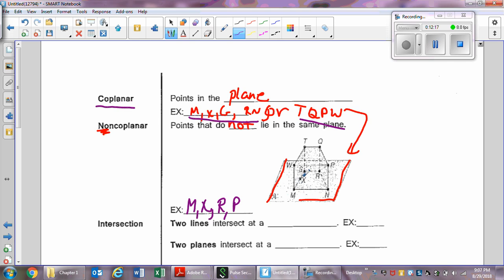So M is here, X is here, R is here, but P is over here. So that makes it non-coplanar, because this here is coplanar. But if I added P into it, then that becomes non-coplanar, okay? Not on the same plane.